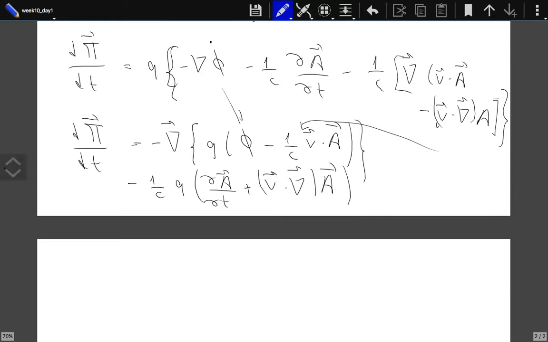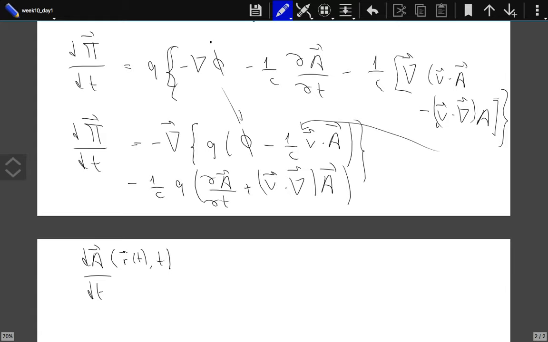Now let us look at one more thing: dA by dt, the total derivative of A, the vector potential. When we are looking at the motion of the particle, we are interested in the vector potential at the position of the particle at the time t, not at an arbitrary point.